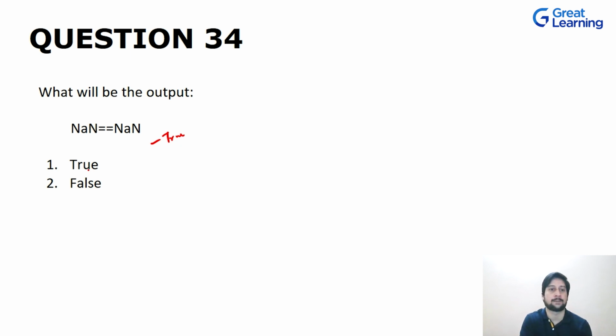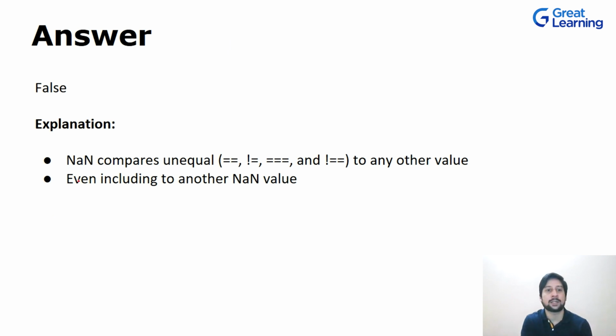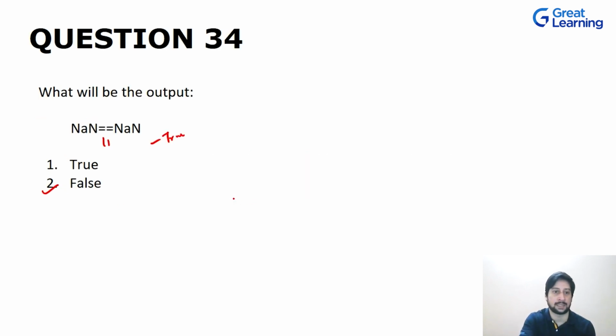Because we are checking if a not a number situation should be equal to a not a number situation, and we are using the double equal to sign, right? But the output will be false. When you are trying to compare the NaN situation with any of these operators, it will always give you the unequal, that is the false output, even including the NaN value. That is what we have seen, right?